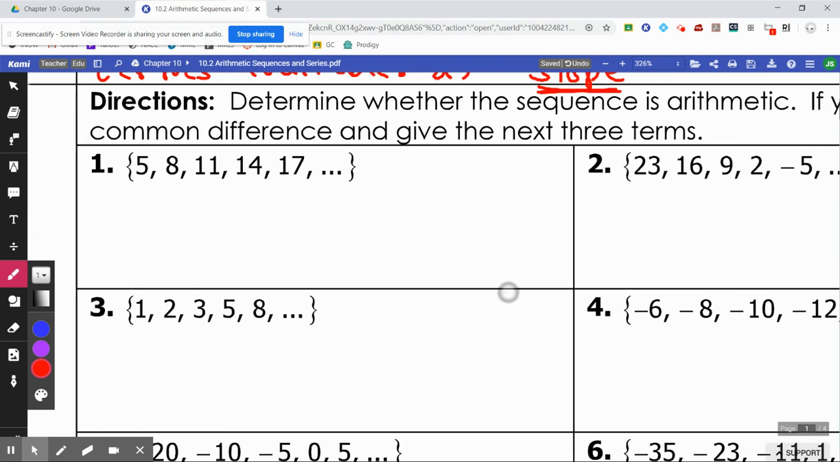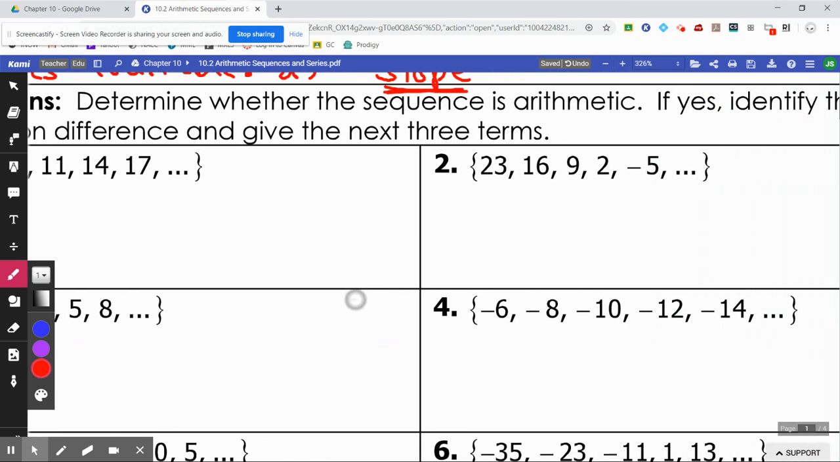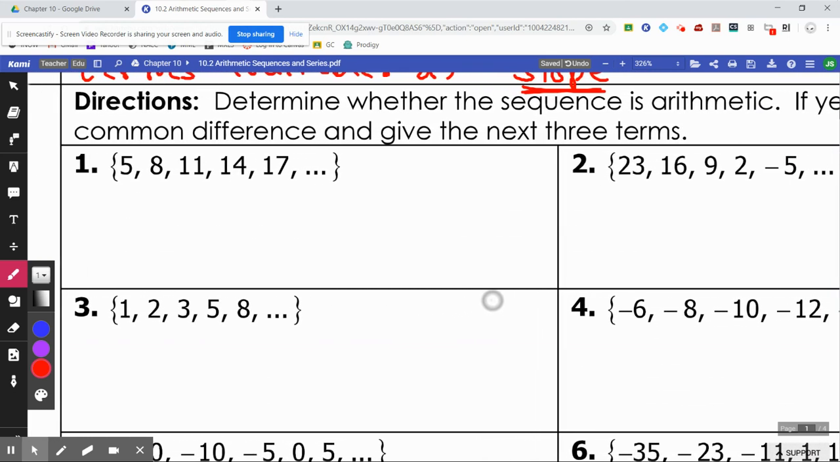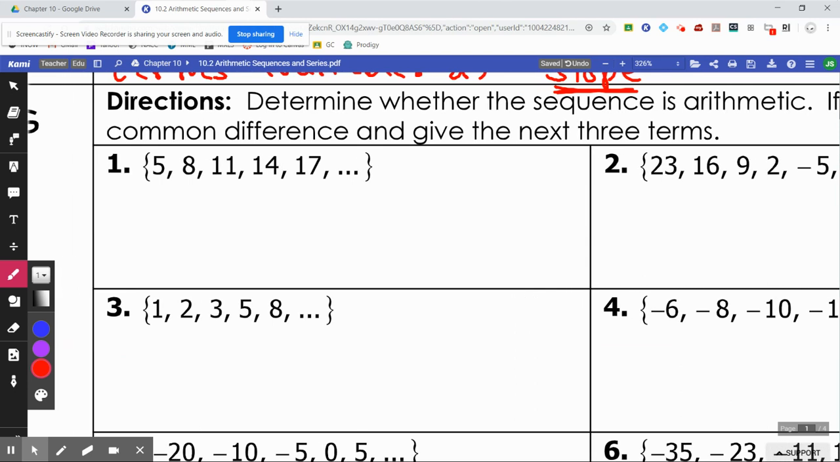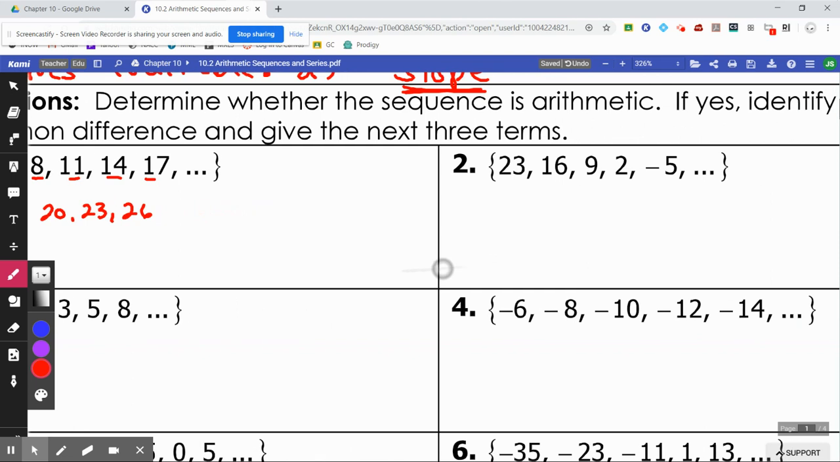Direction says determine whether the sequence is arithmetic. If yes, identify the common difference and give the next three terms. So am I adding the same amount each time? Plus 3, plus 3, plus 3, yes. This is arithmetic, so we're going to put yes. The next three terms, add 3 more, and add 3 more. That's what you would get.